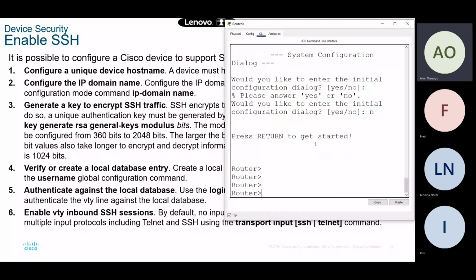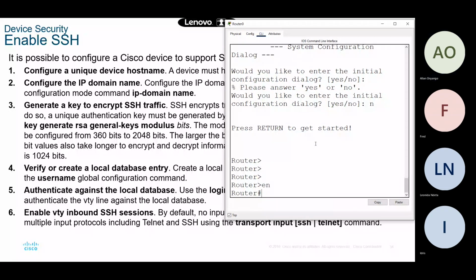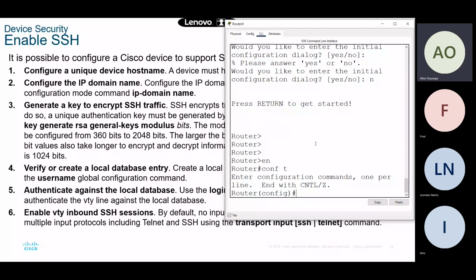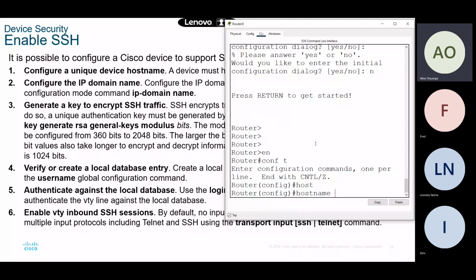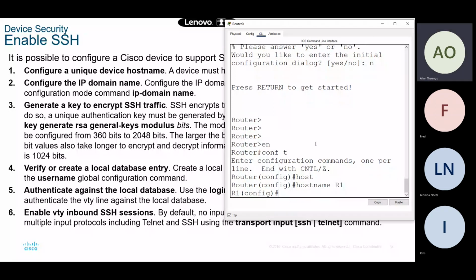So this is my router. Can give it a name. Can say en for enable, conf t for configure terminal. Let's say first name is R1. So configure the device host name. We have done that. Configure the domain name.